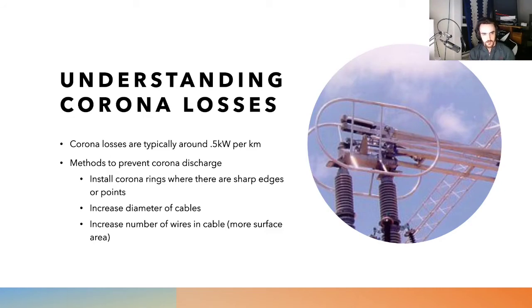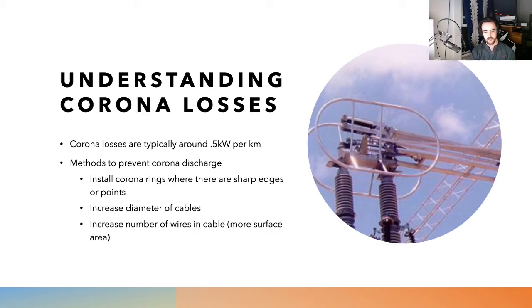Corona losses are typically around 0.5 kilowatts per kilometer, which doesn't sound like much, but if you have a 100 kilometer line, that's 50 kilowatts that are lost due to the corona loss. So how can we prevent corona discharge? Well, as you can see on the right, that elliptical kind of tubing is called a corona ring, and is meant to deter electricity from sharp edges and points. You can also increase the diameter of cables, which decreases the resistance and makes the cable less susceptible to corona discharge.